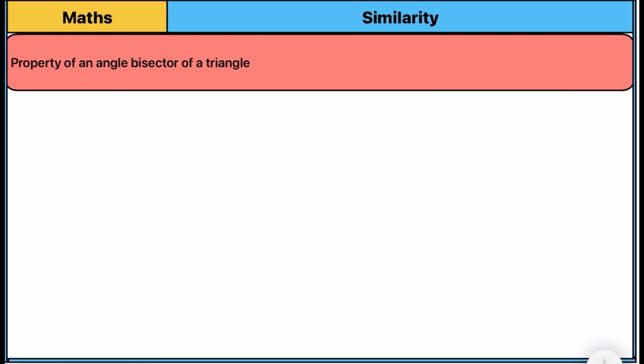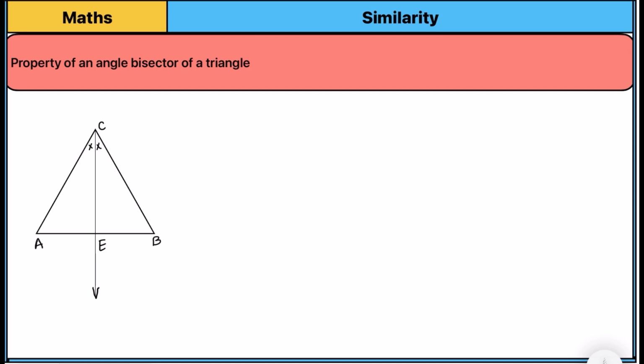Hello students, and welcome to the next lesson in topic similarity. Today we are going to look at the property of an angle bisector of a triangle. Let's understand the theorem first, and then later we will try to prove the theorem. But first, let's understand what is angle bisector.